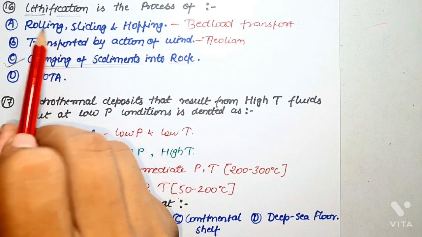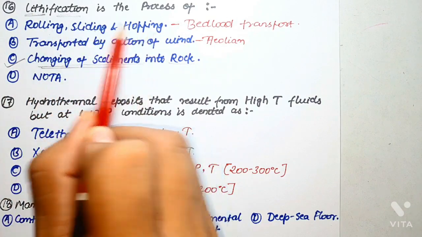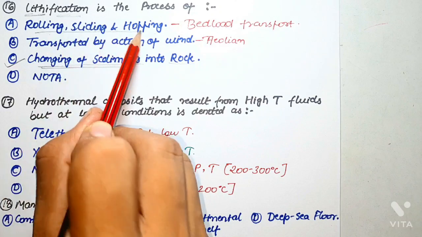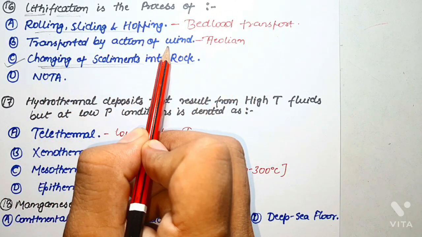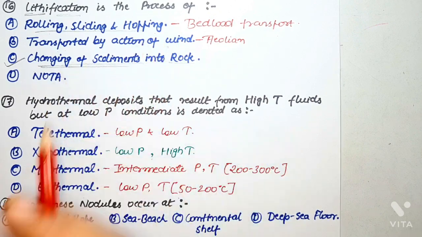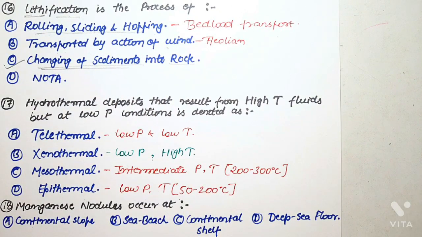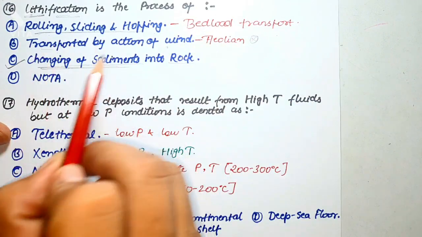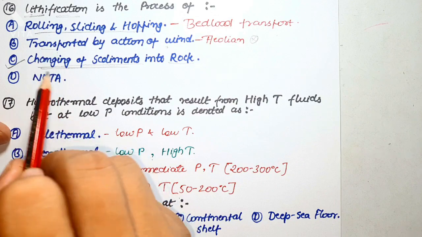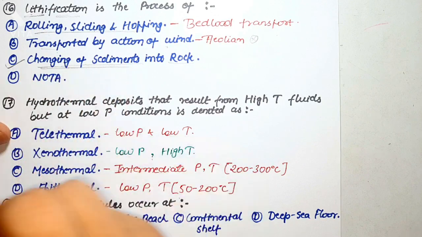Now the first option is rolling, sliding and hopping. These are all the types of bed load transported by action of wind. This also does not involve lithification, because lithification is the process in which those sediments that are transported either by the action of wind or by water or by anything are lithified and form rock. So this does not come under the lithification process, though it is a transportation process. So the correct answer is changing of sediments into rock.